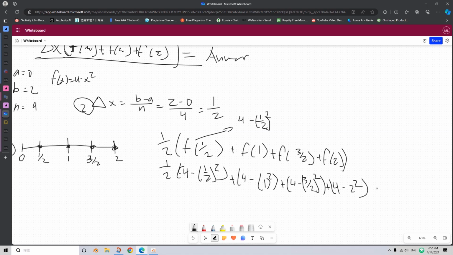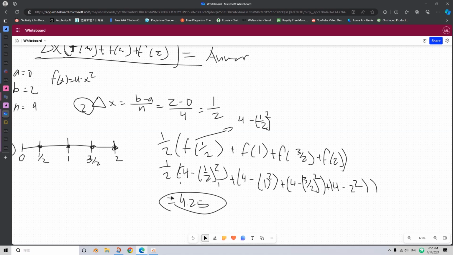And we get our answer. You can do this separately, this, this, this, and then rewrite it and do the calculation. But I already did the calculation, so I know the answer. Once I plug all of this into the calculator, my answer is 4.25. And that is the answer.